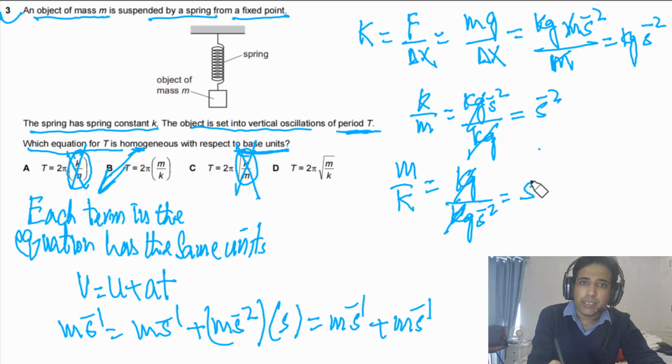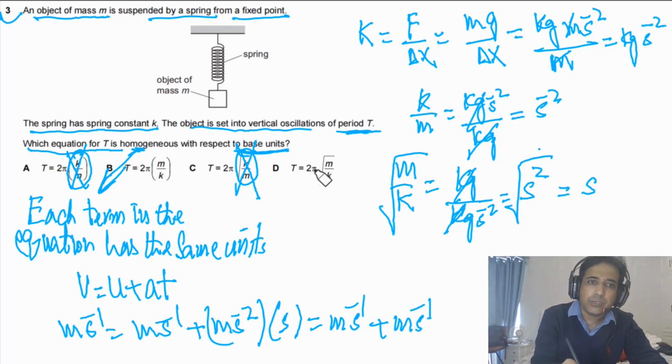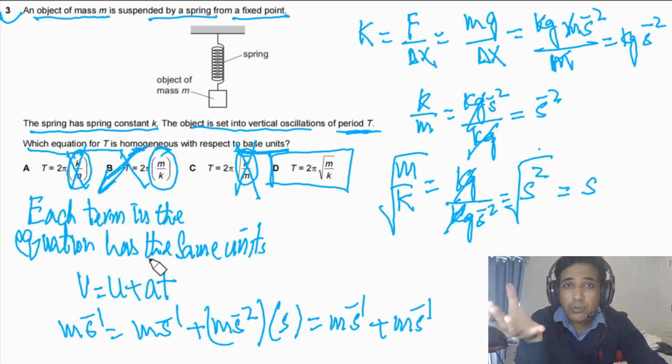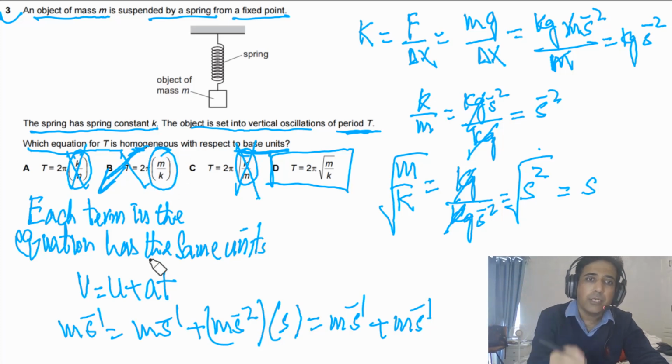So here we will get second square. So we need root of this one. So if we have root of this, our answer will be equal to second. So it means this is the right answer. This is also not possible because it has no square root. And 2 pi is a constant. It has no units. So the answer for this question has to be D.